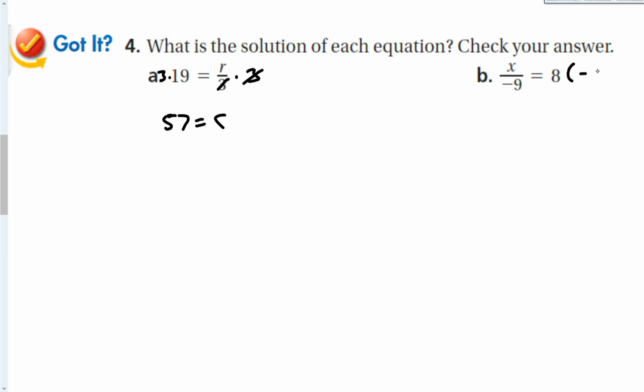Same thing for part B. I'm just going to multiply both sides by negative 9. Here they cancel out. x is going to be equal to negative 72. 8 times negative 9 is a negative number. Careful with the signs. Careful that we're not making any weird mistakes.